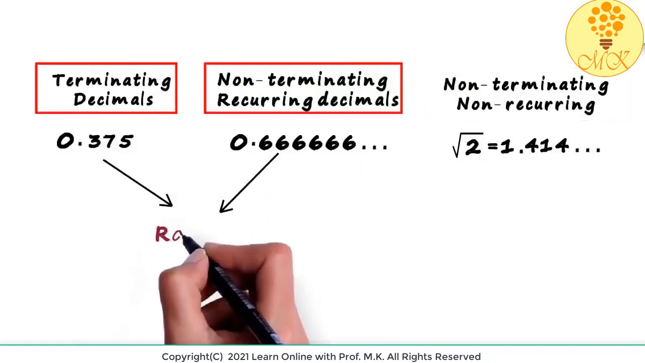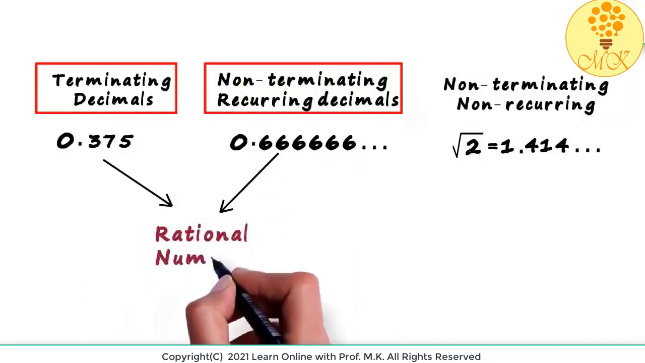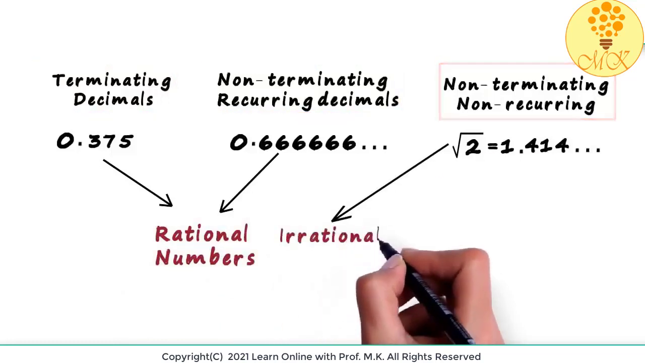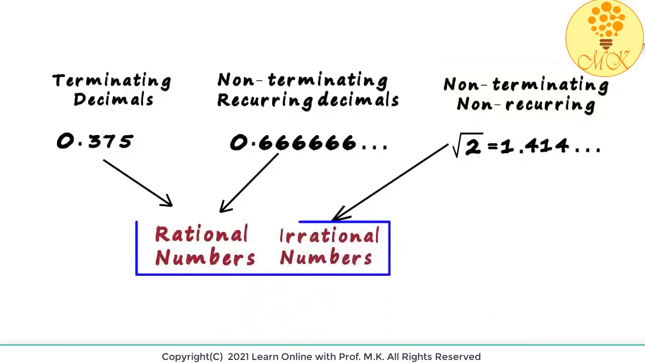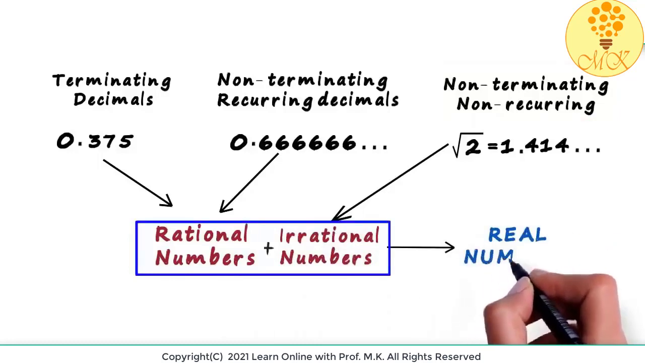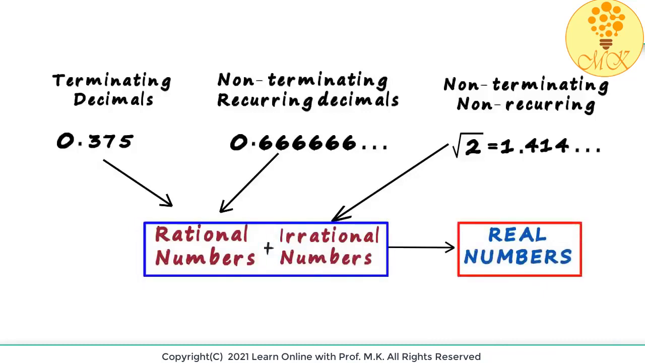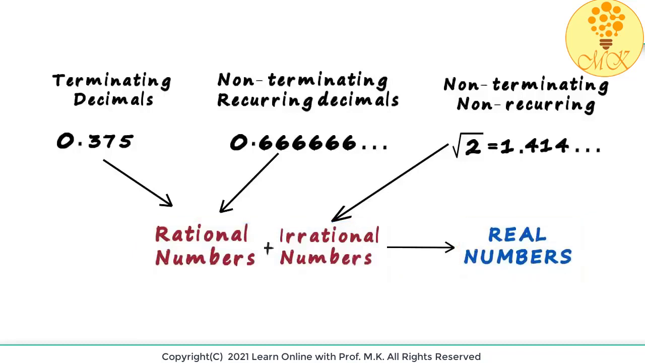These two categories together are called rational numbers, and the numbers in this category are called irrational numbers. These two categories together form real numbers. This is the other definition of real numbers. Rational numbers and irrational numbers together form real numbers. In the second part of this video, we will look at all categories real numbers comprise of.